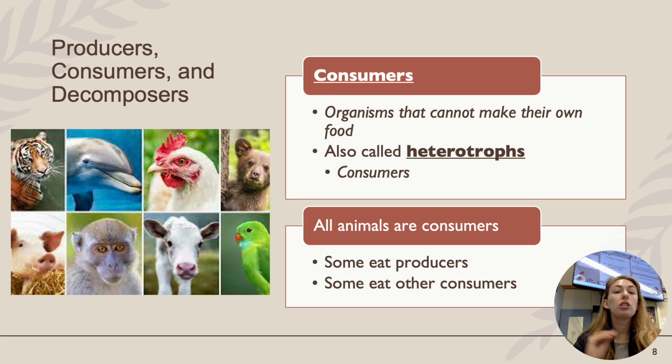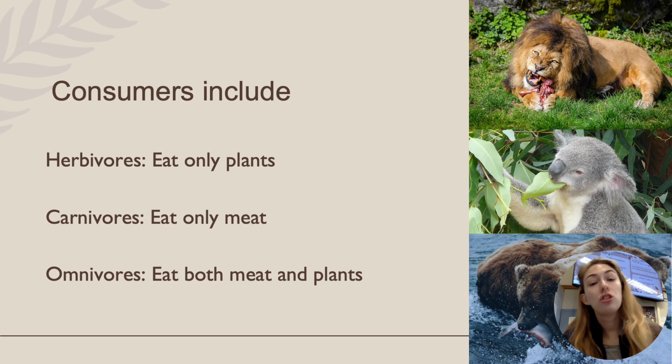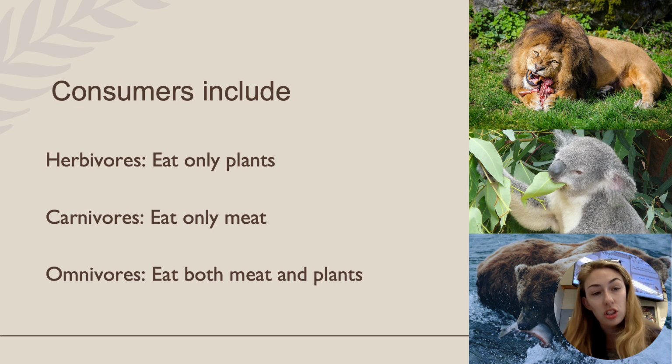So you have producers, consumers, and decomposers. Consumers are organisms that can't make their own food. They're also known as heterotrophs. Okay, so heterotrophs equals consumers. All animals are consumers. Some are going to eat producers and some are going to eat consumers. If an organism eats the producers, it's an herbivore. If it eats the consumers, it's a carnivore. If it eats both producers and consumers, it's an omnivore.